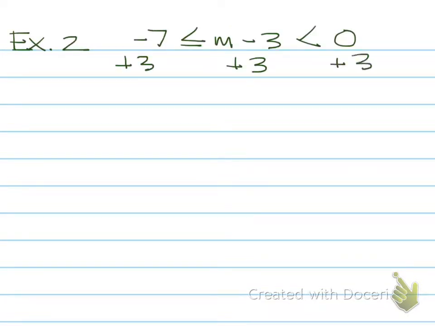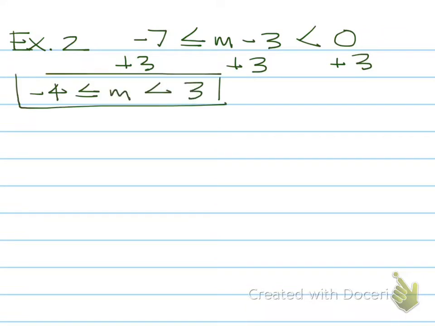All right, to solve this inequality, we basically have two sentences, so we're going to add 3 to both sides of both inequalities. When we add 3 to the left inequality, we get -4 is less than or equal to m. When we add 3 to the right inequality, we get m is less than 3.